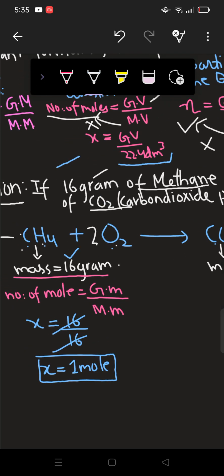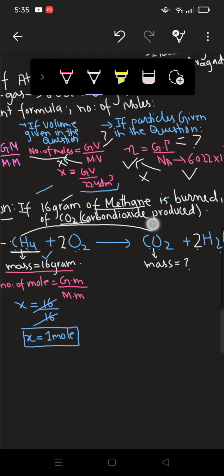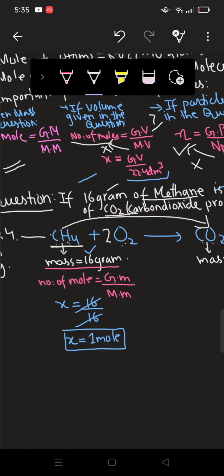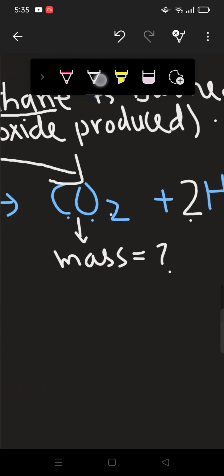Of course, if we have 1 mole of methane used, then it is going to produce only 1 mole of carbon dioxide. For example, if I had 2 moles of methane, the 2 moles of methane would have produced 2 moles of carbon dioxide. But here we have only 1 mole of methane. So 1 mole of methane is going to produce 1 mole of carbon dioxide.